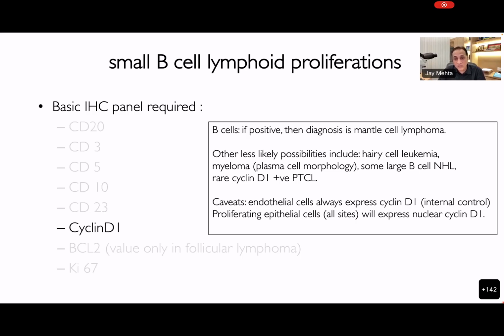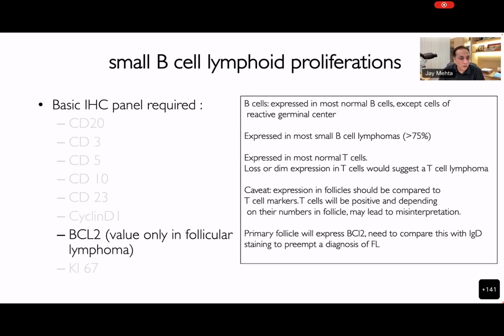Now, again, the caveat here is that proliferating epithelial cells at all sites, and particularly in a gastric biopsy where you're actually trying to look for a mantle cell lymphoma, the epithelial cells will express nuclear cyclin D1. So be very careful when you interpret cyclin D1 in an endoscopic biopsy. Endothelial cells will almost always express cyclin D1, so they serve as internal controls, be it in the lymph node or in the bone marrow.